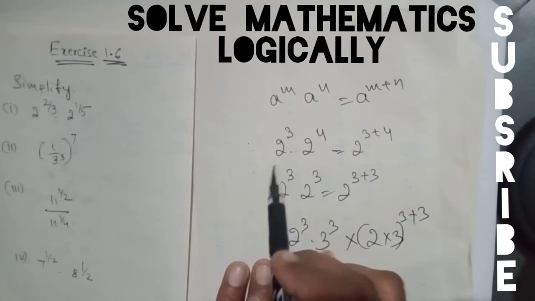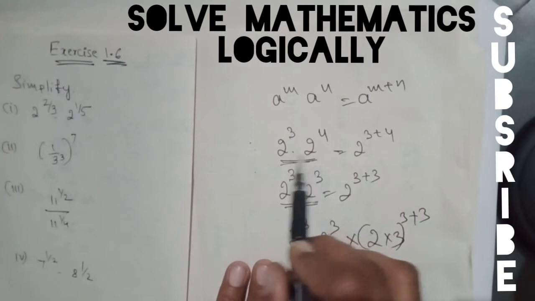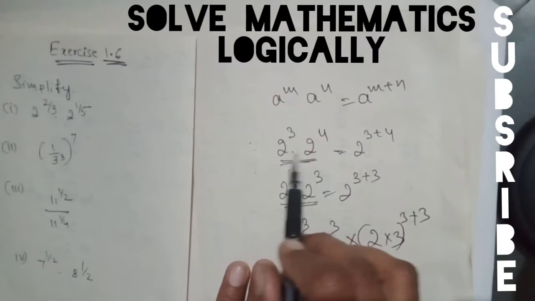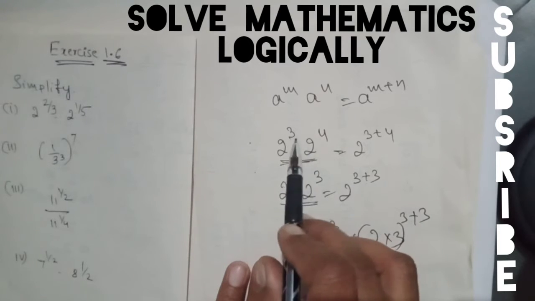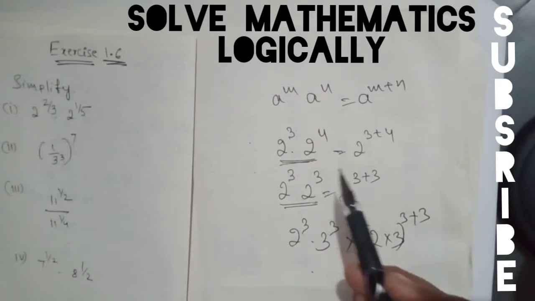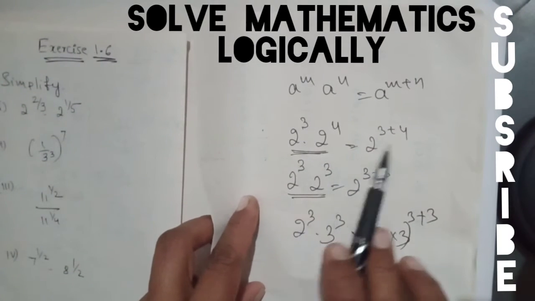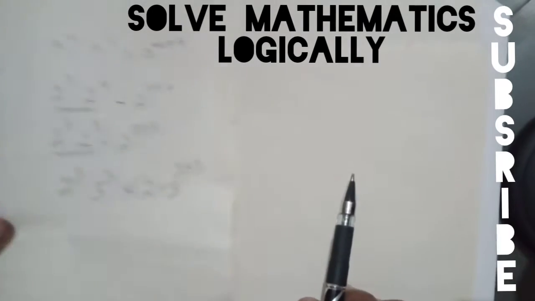The main thing you have to observe here is that the bases should be same. If the bases are same, whatever be the power, you can add. I'll not confuse you more here. I think this much is more than enough to solve the problem. So we'll solve one by one.